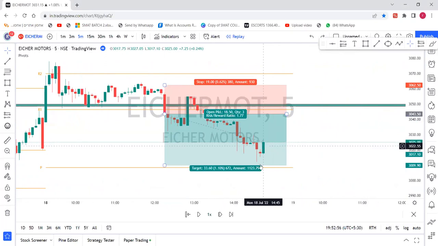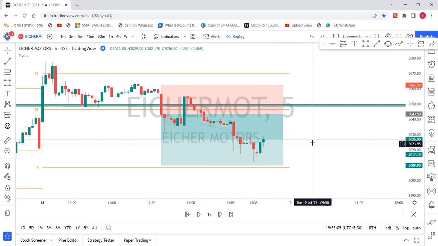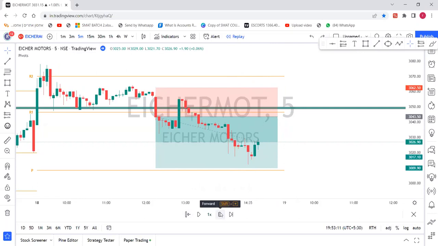Generally, I would have exited as soon as the market is coming here. If the next candle closes in green, I'll exit my trade, because it's already late in the day. I will exit my trades because it's 2:50 already. I cannot expect a huge movement towards the downside.